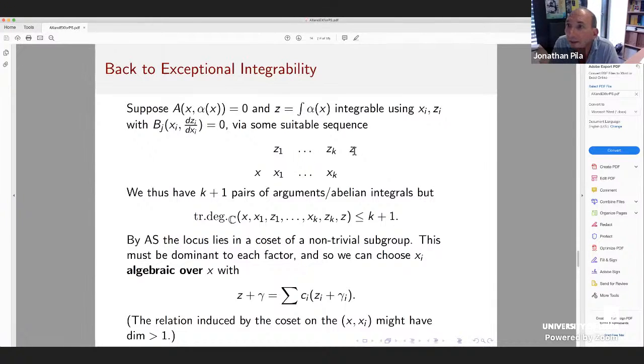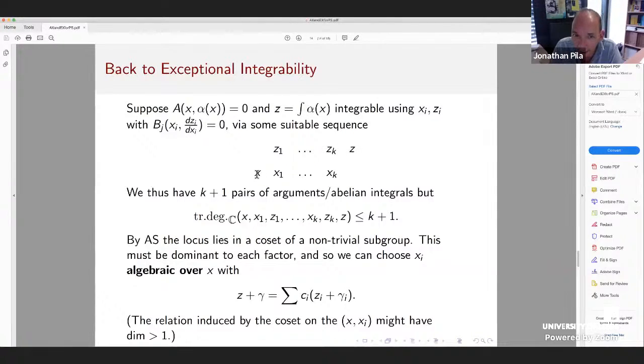Jonathan, can I ask something? Yes. But why do you say that the zi's and the xi are interalgebraic? You only have the derivative of zi algebraic over xi. Yes, only the dz dxi is algebraic. Somehow in the counting you said that the zi is algebraic over xi or something like that. Yes. No, that's the definition of exceptional integrability.